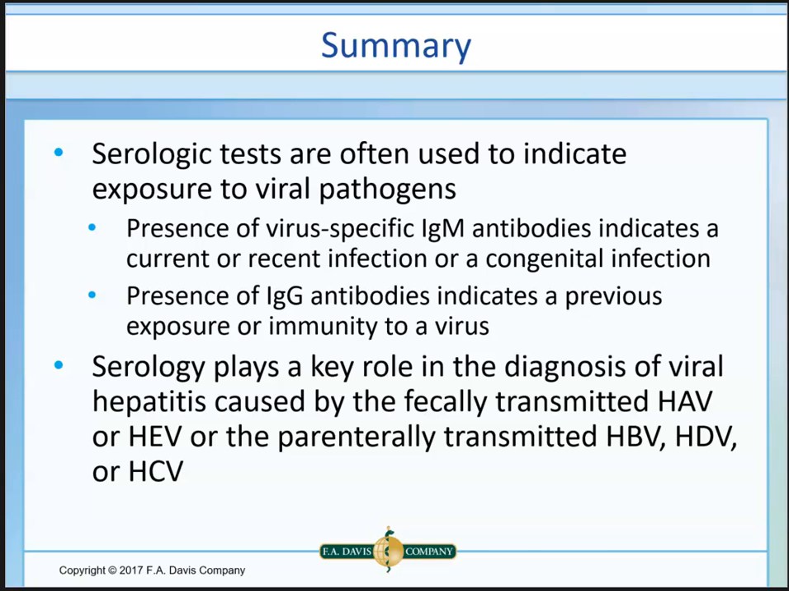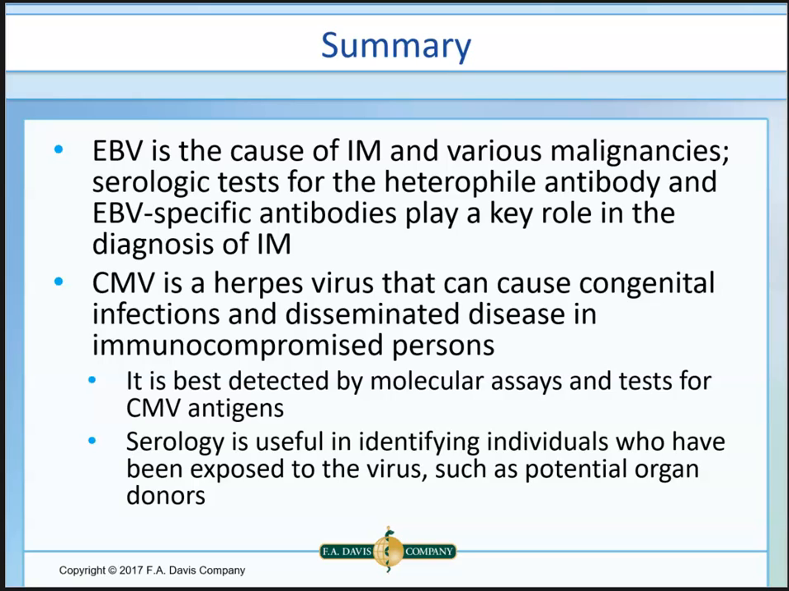Serology plays a key role in a lot of things, especially when we went through all the hepatitis: A, B, C, D, and E. A and E are fecal-oral, B, C, and D are parenteral. Epstein-Barr virus causes infectious mono and can go into malignancies. There are serological tests for it. There's the heterophile test, but the best way is the Epstein-Barr virus specific antibodies. CMV is a herpesvirus because it causes congenital infection and really can cause problems in immunocompromised people. Again, serological and molecular testing is the best way to go for that.